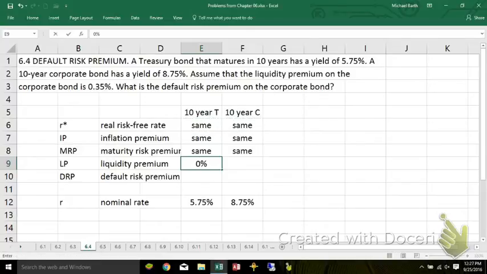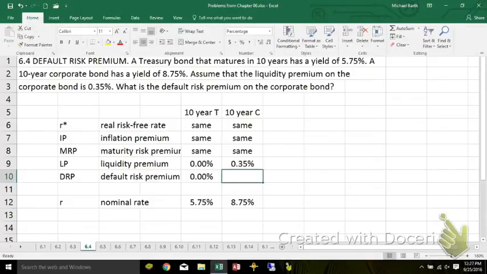Treasuries have a 0% liquidity premium because there are so many of them. And it's given in the problem that it's 0.35% here. Treasuries, by definition, have a zero default risk premium. Okay? And we're trying to find out what the default risk premium is on the 10-year corporate.